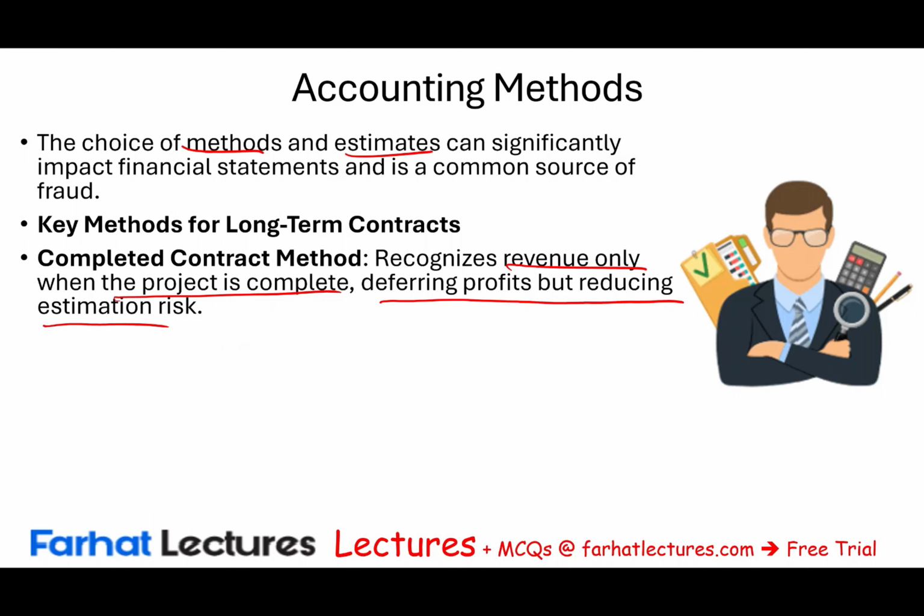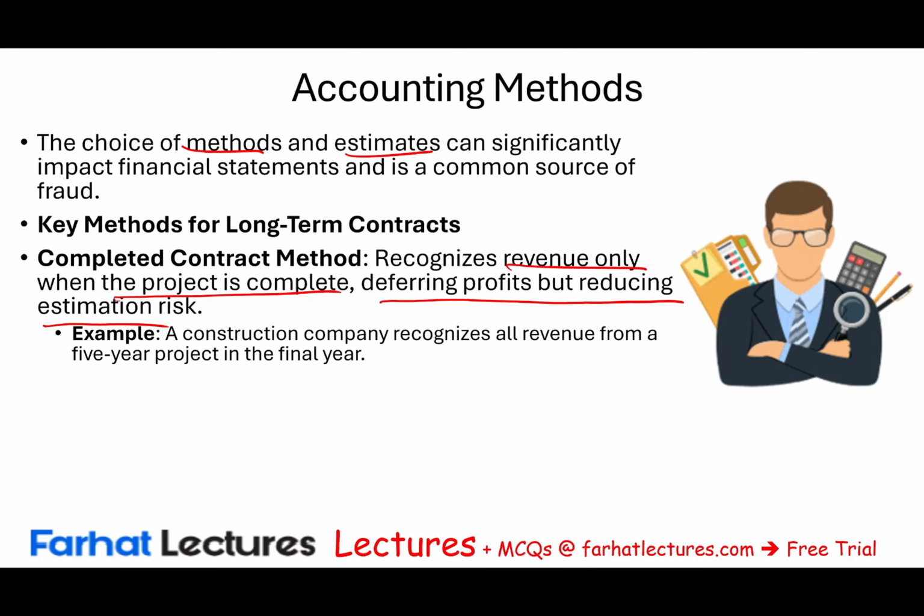So one way to recognize long-term contract is to wait until the project is done and recognize revenue. For example, a construction company recognizes all revenue from a 5-year project in the final year. So if you have a 5-year project, 1, 2, 3, 4, 5, what you will do, you will wait and you don't recognize any revenue until year 5.